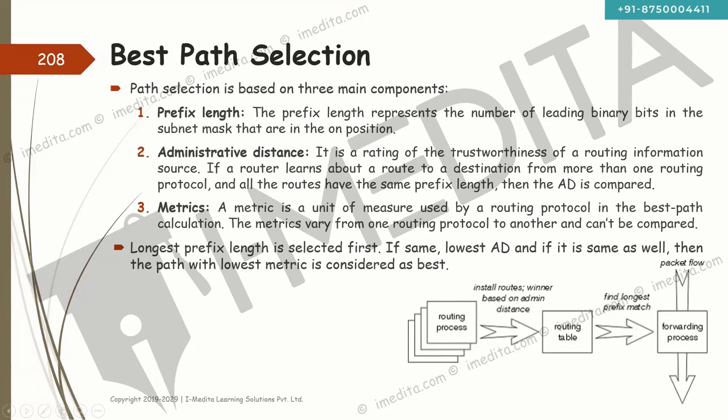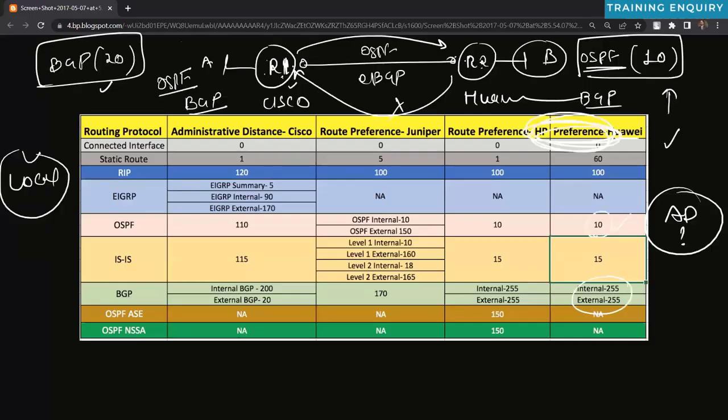Nowhere here does it say that the routing protocol will matter. It just says install the route with the lower AD in the routing table, and that's it. It doesn't say that routing protocol choice will matter. So actually, it doesn't matter. It will not matter which routing protocol the device uses to install the route in the routing table.